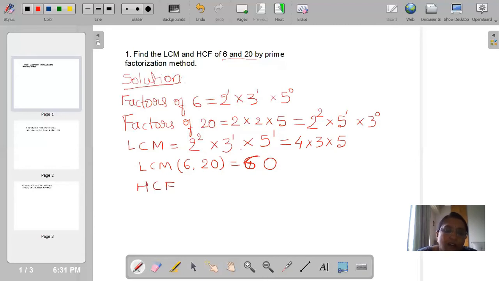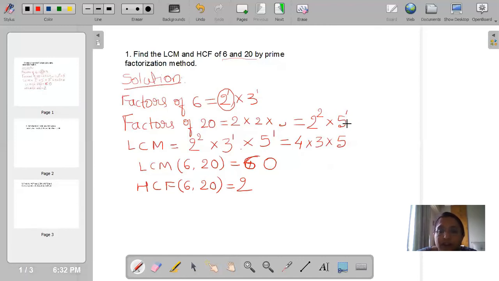HCF, highest common factor, of 6 and 20 is the product of the numbers whose power is the smallest that we consider. Just observe. Lowest power of common factors we take. Here 2 is there. Here 2 square is there. Common is only 2. That you have to write here. Here 3 is there, but here 3 is not there, so you cannot take. Here 5 is there, but here 5 is not there. Only those which are common in both, you have to consider. So here only 2 is the HCF.